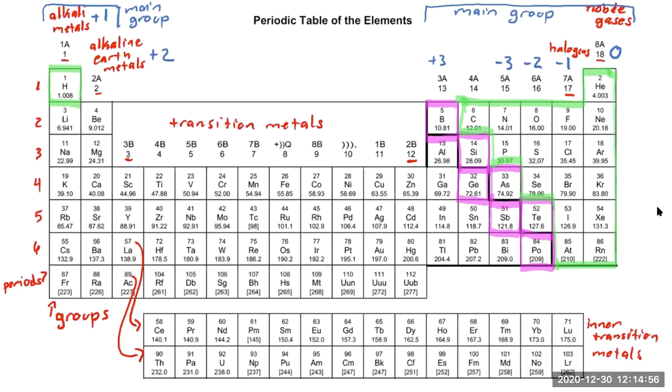But now you should be able to read a periodic table and predict the charge of the main group elements, and also tell if something's a metal, non-metal, or metalloid, be able to figure out which period it is and which group it is, and then be able to name those different groups for the ones that have a particular name.